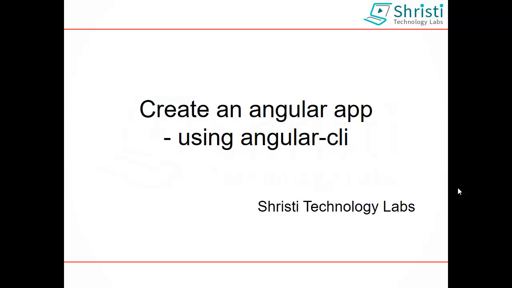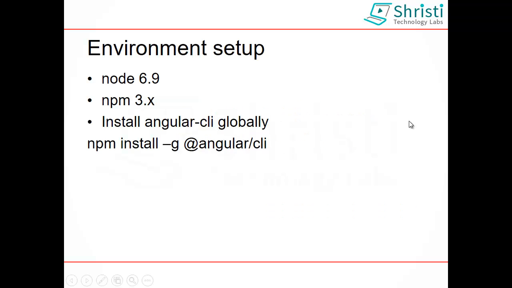In this video, let us learn to create an Angular application using Angular CLI. To create an Angular application using Angular CLI, first let us do the environment setup. You need to download and install Node version 6.9 and NPM version 3.x. You also should install Angular CLI globally. The command to install Angular CLI is npm install -g @angular/CLI. -g is a global flag which indicates that Angular CLI will be installed globally.